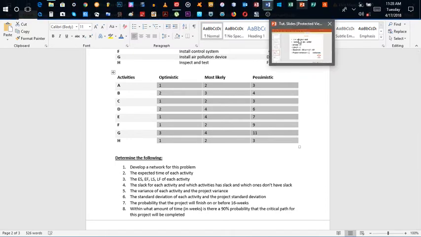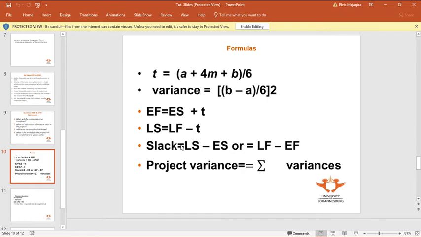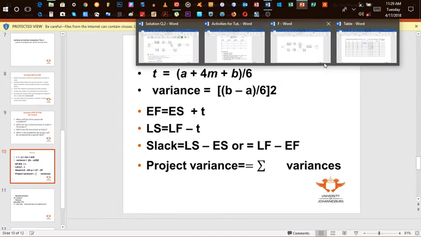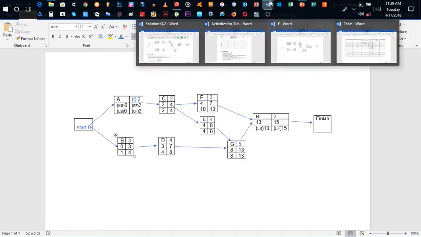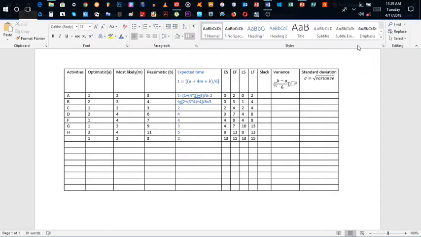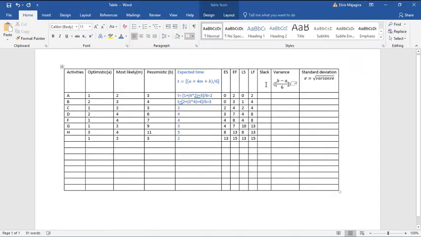This is the formula for slack. Slack equals latest start minus earliest start, or latest finish minus earliest finish. Either formula is going to give us the same answer. If one gives you a different answer from the other, then you must be wrong somewhere in your network. So to complete our slack, we're gonna do it from our table.